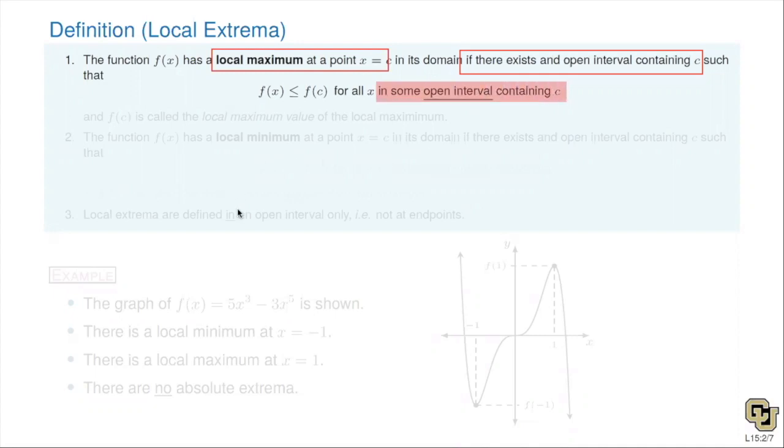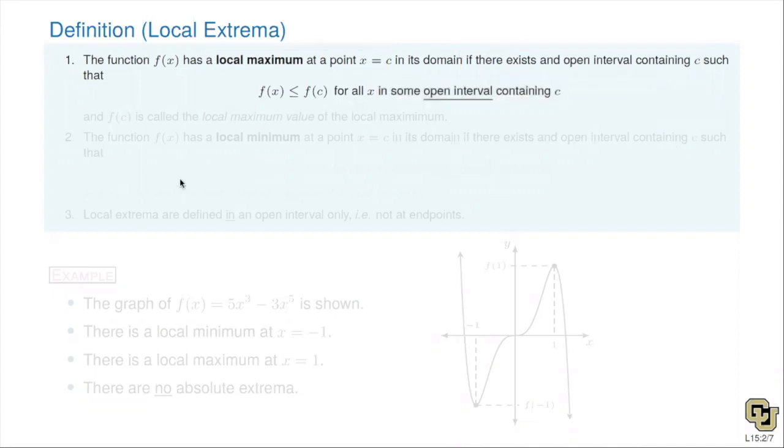So what's an open interval containing c? If you have your x-axis like this, and this is the point c right here, we're just looking very, very close at the left and right side of c. And for it to be a local max, the function would have to peak at c and be the highest point at c. And again, the actual y value is called the local maximum value.